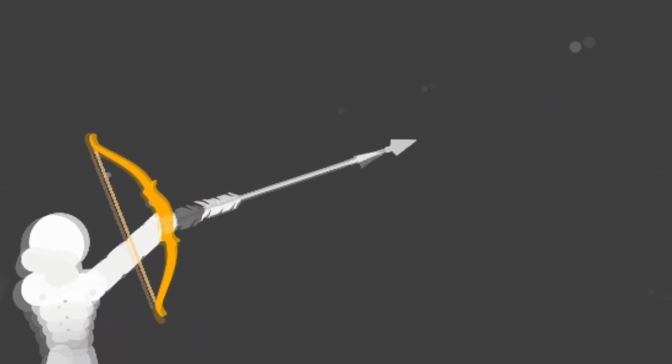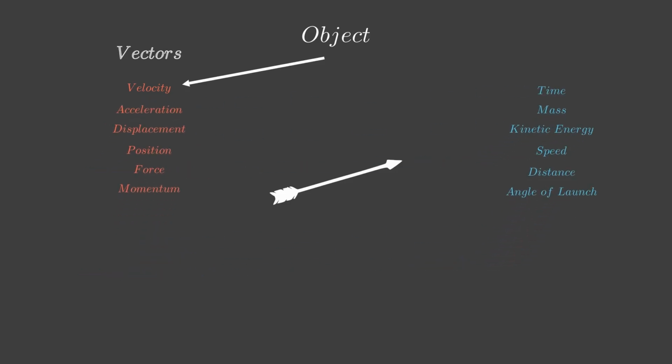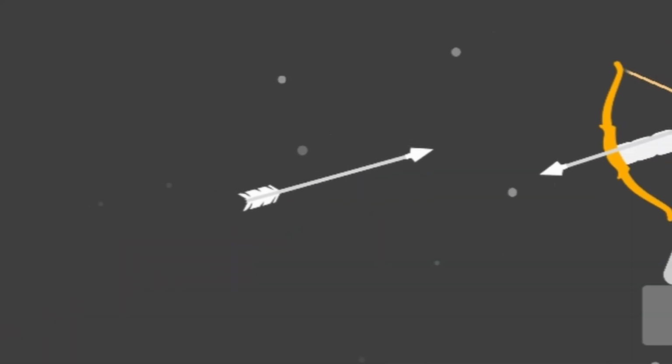Whenever you shoot an object, that object is not a vector, but the object has some quantities associated with it. Some quantities are vectors and some quantities are scalar. If we study all these quantities, then we can predict the behavior of objects.